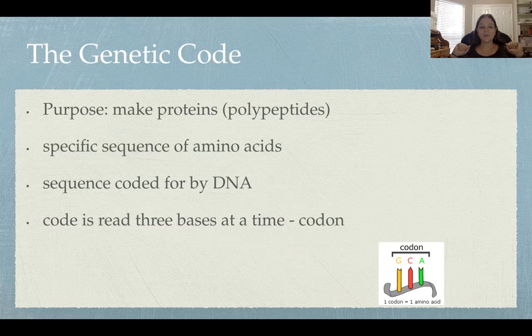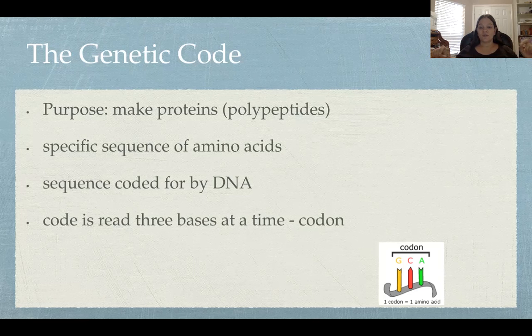The sequence of amino acids is coded in your DNA. So your DNA contains the code. If your DNA is messed up, that's how you have a genetic condition that causes you to have proteins that are not correct. And we're going to talk about some of those in chapter 14.